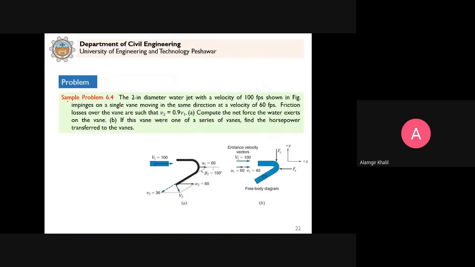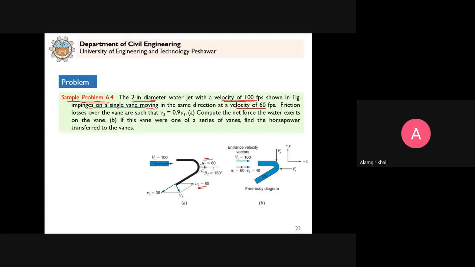Now let us solve this problem with what we have done so far, to better understand how we use this concept. In this case we have a jet of water that is 2 inches in diameter. It is moving with a velocity of 100 feet per second, and it strikes a single moving vane. The vane is moving in the same direction at a velocity of 60 feet per second, and the jet of water is moving at 100.